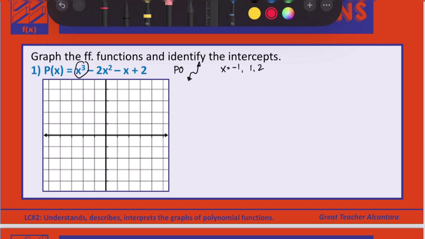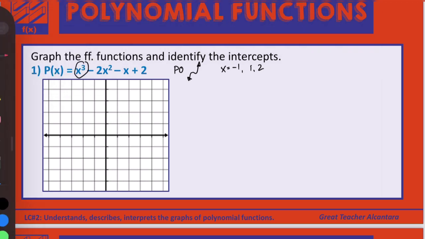Now, to give context to this one, again, the first example will be the long version as always. So for you to understand this, x is equal to negative 1 simply implies that you can find a point at negative 1, 0. While for 1, that implies that there is a point at 1, 0. As for 2, that implies there is a point at 2, 0. So what you're going to do now is you're going to plot those points in the Cartesian coordinate plane.